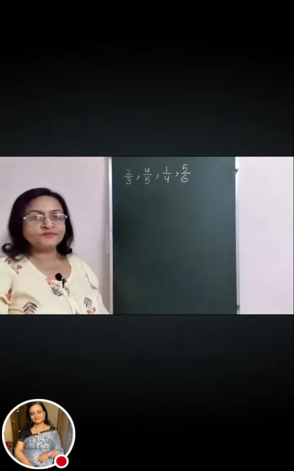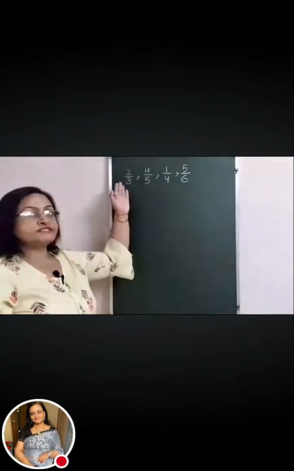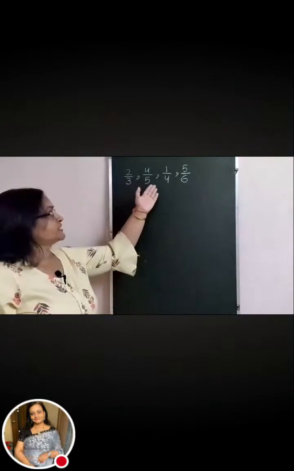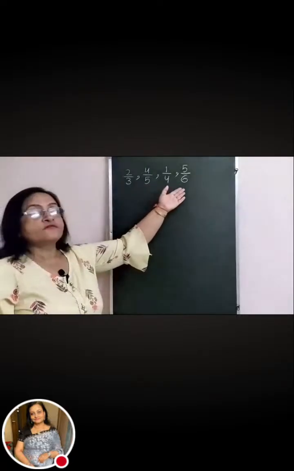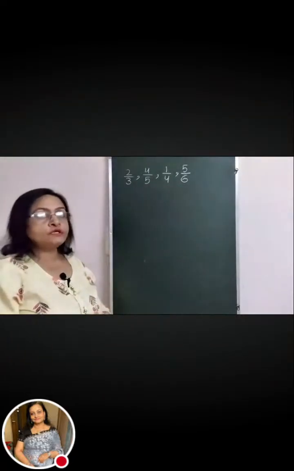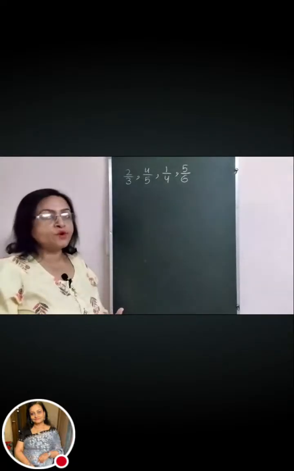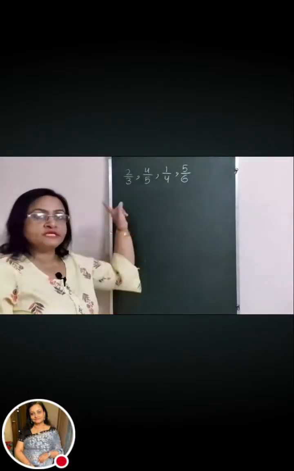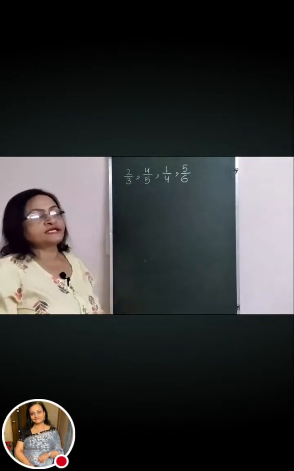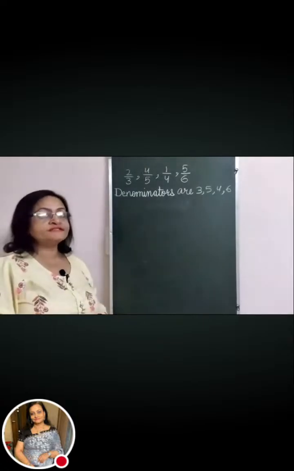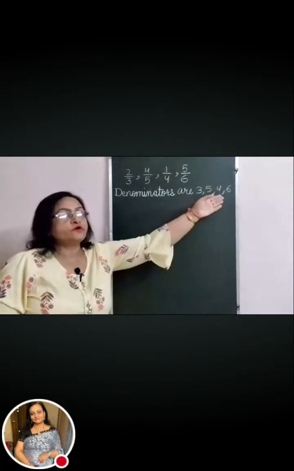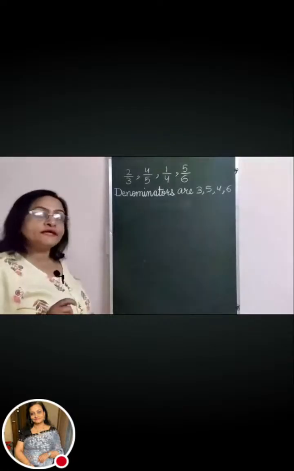Children, we have to compare the given fractions. Fractions are 2 by 3, 4 by 5, 1 by 4 and 5 by 6. So first of all, we will find the LCM of the denominators. हम जितने denominators हैं, उनका LCM निकालें. And the denominators are 3, 5, 4 and 6. Now we will find their LCM.